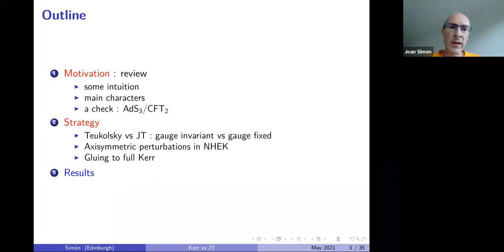There is an issue that when one discusses perturbations of near-extremal Kerr, one uses the Teukolsky formulation. This is a gauge invariant formulation, whereas the JT perturbations are typically written in some gauge. So there are some issues to sort out there. And once we identify the modes, I will also make some technical remarks about how to glue these modes as perturbations of the full Kerr solution.